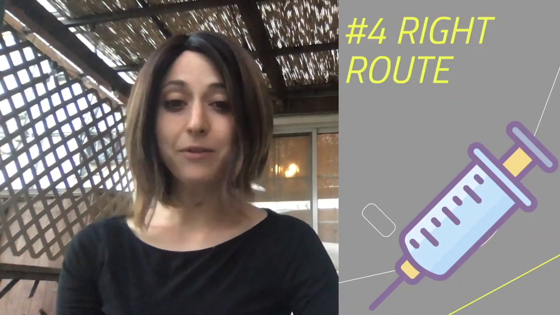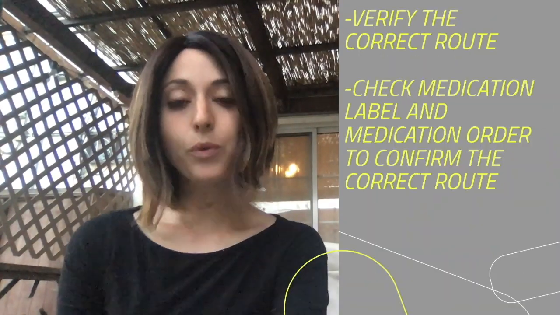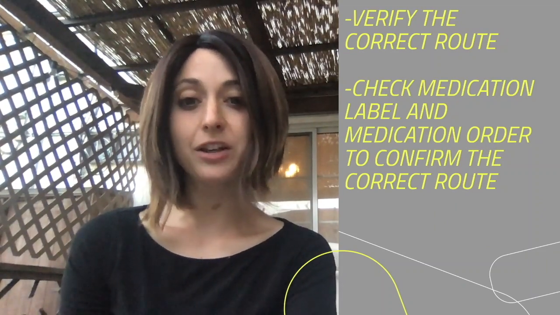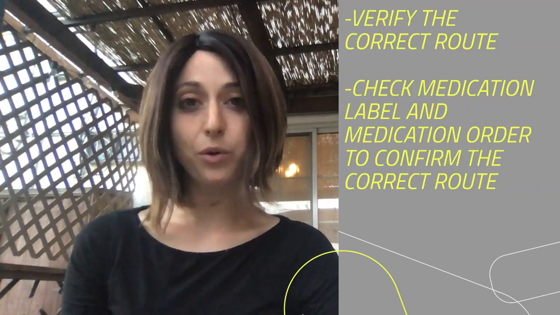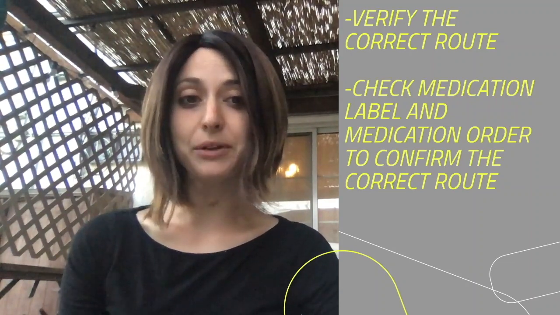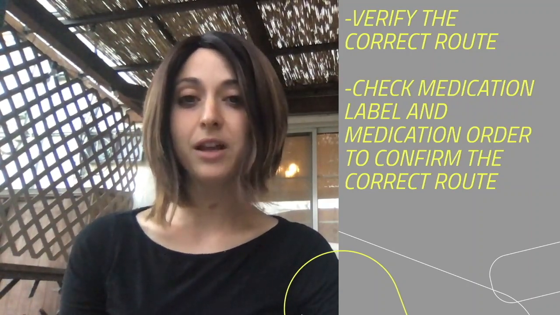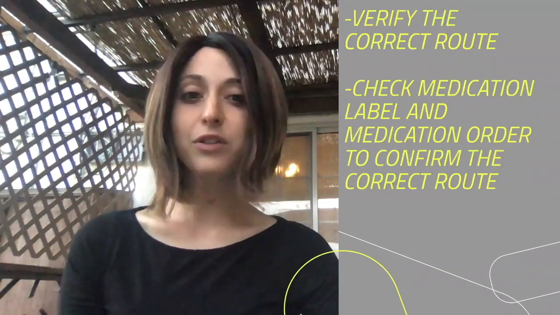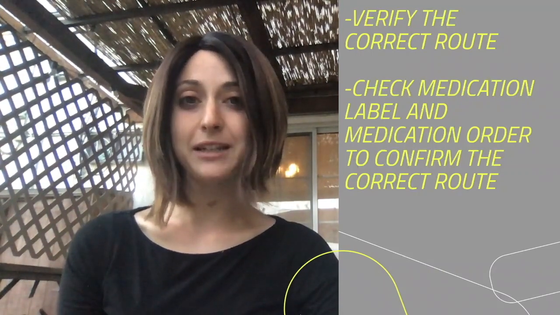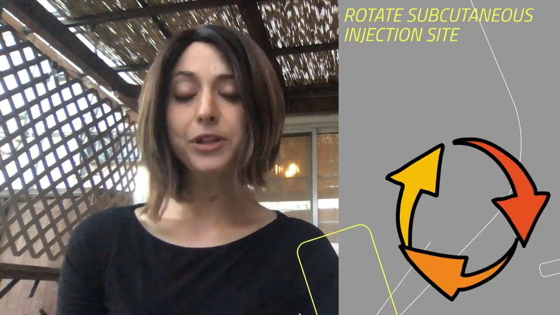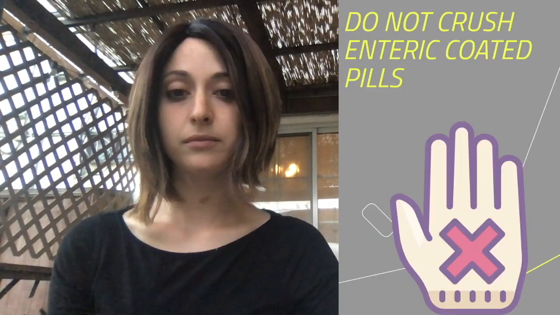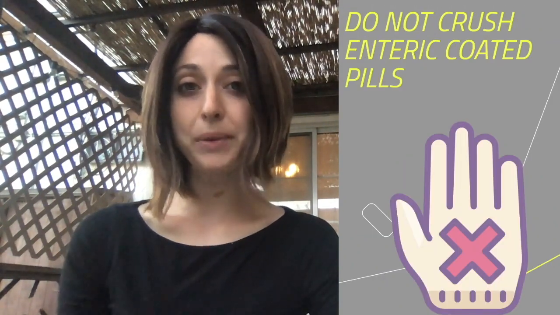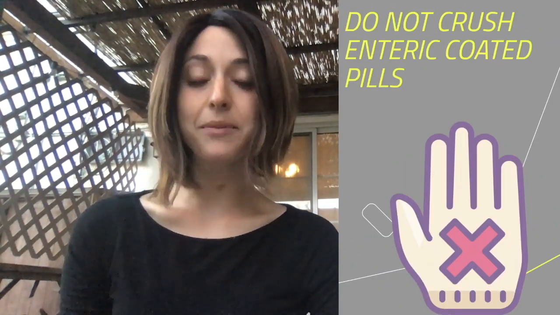Number 4, the right route. You want to make sure that you're giving your medication in the correct manner. Verify the correct route through both the medication order as well as the medication label to make sure that it is appropriate. Once you have verified your route, look for other details that can be important. If a subcutaneous injection was ordered, you should be aware that injection sites should be rotated. Understanding that enteric-coated pills should not be crushed can prevent medication error.